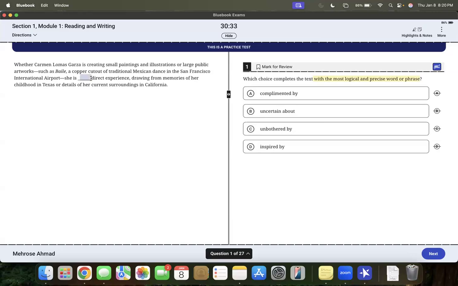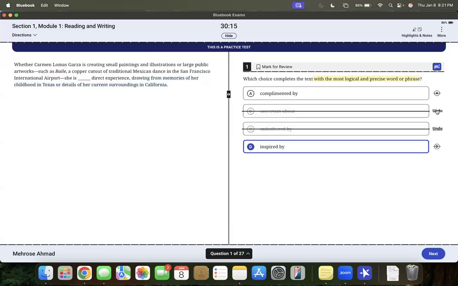Put each choice in this blank box and see what makes the most sense. Upon doing so, choice D makes the most sense. It makes the most sense that whether she's creating small paintings or large artworks, she's inspired by her direct experience, drawing from memories of her childhood. So I will choose answer choice D.